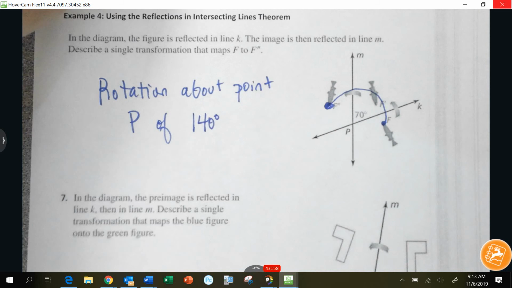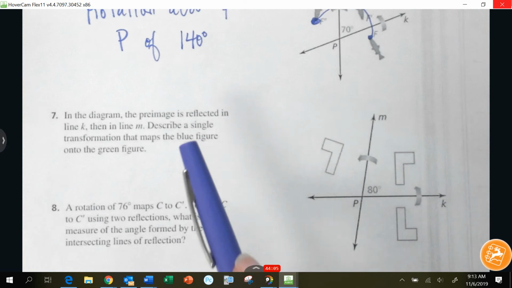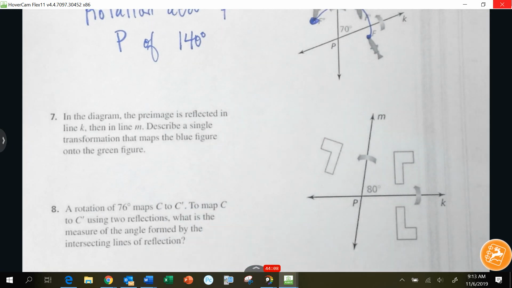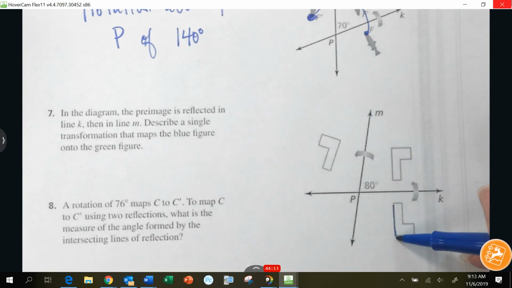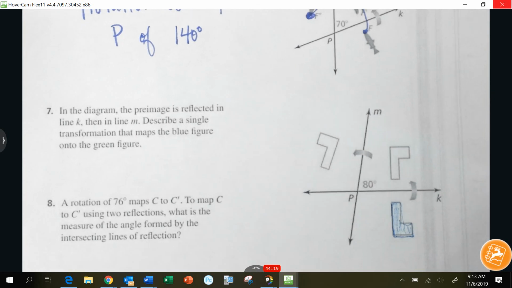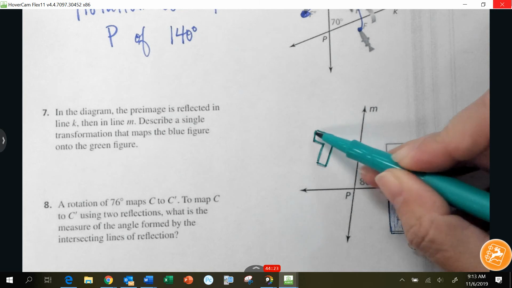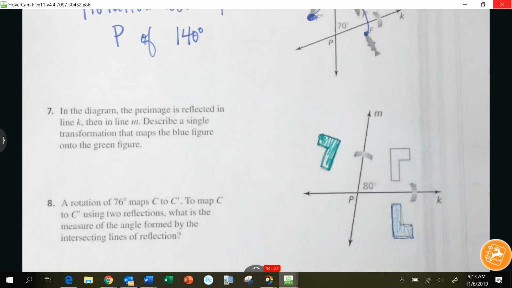In the diagram, the pre-image is reflected in line K and then in line M. Describe a single transformation that maps the blue figure onto the green figure. I better tell you which is which. Blue figure is this one. And the green figure is this one. Single transformation.